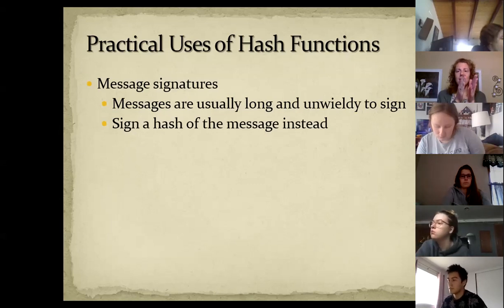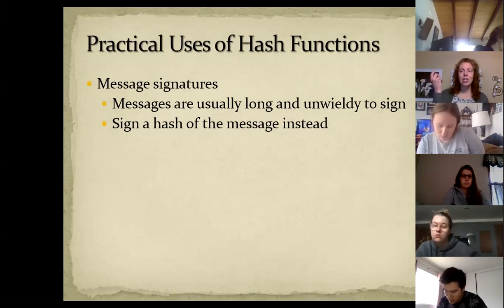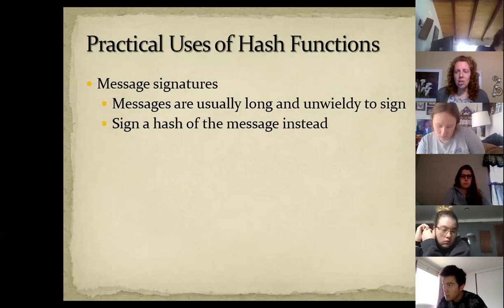And then you would send your message and the hash and the signature, and you would check the signature against the hash instead of checking it against the message. It adds a layer of complexity because now you've got two functions that you're working with.